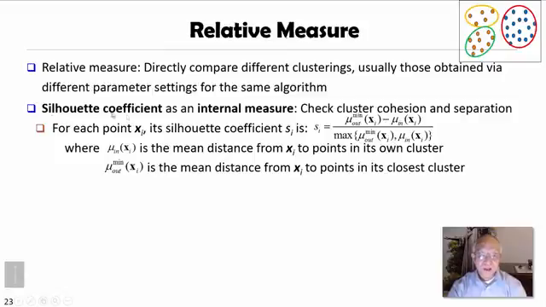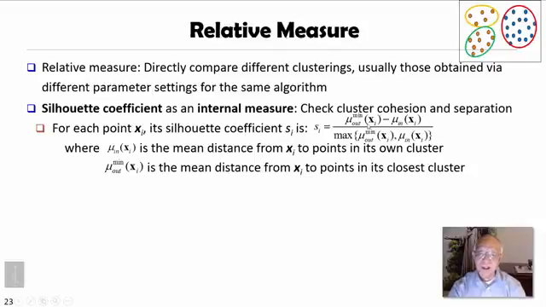And one interesting measure called the silhouette coefficient can be used as a relative measure. But actually, the silhouette coefficient is also popularly used as an internal measure. That means we are able to use it to check cluster cohesion and separation. So I first introduced it as an internal measure. Okay. So for every point x sub i, we can calculate its silhouette coefficient s sub i.